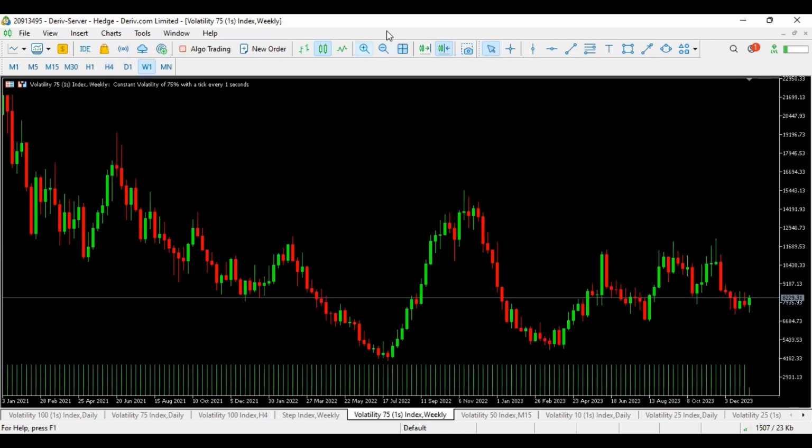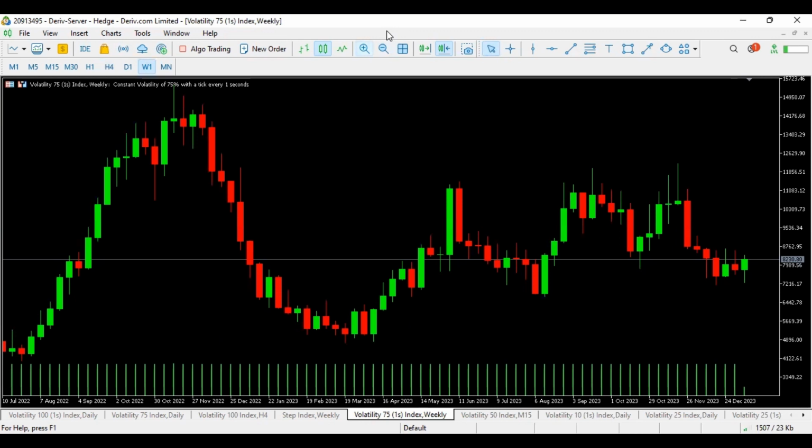So on the weekly time frame right now, we are going upwards. The market structure that you can see is a low over here, and then we had a higher low somewhere around here, and the market came back to this order block, which was the most recent higher low.